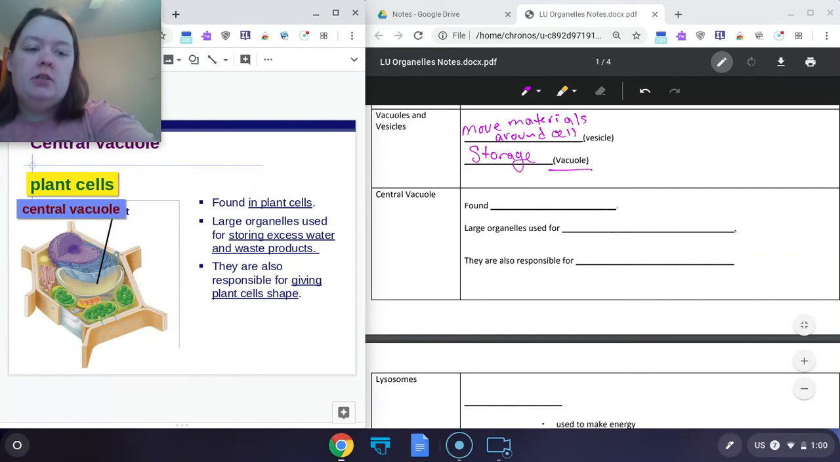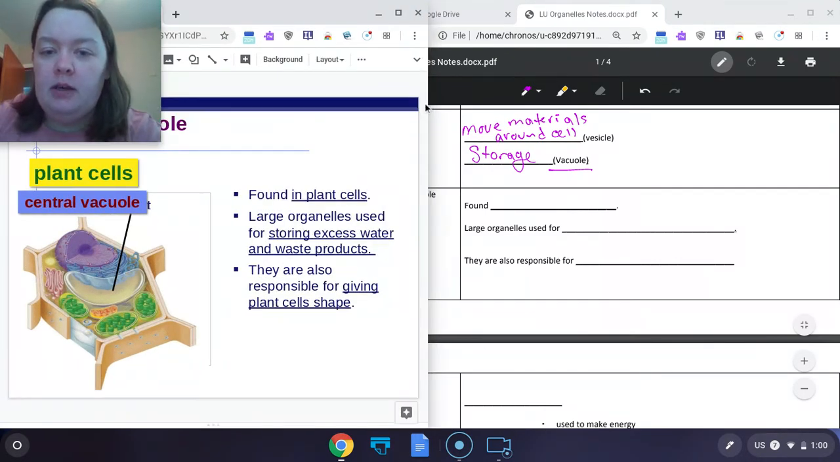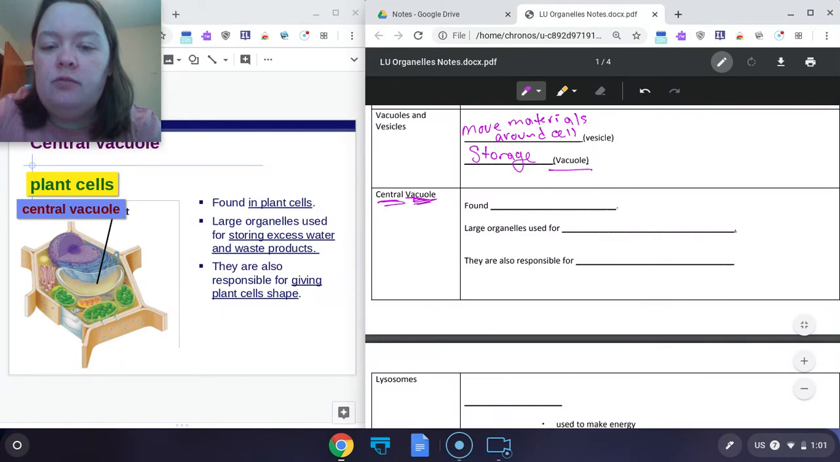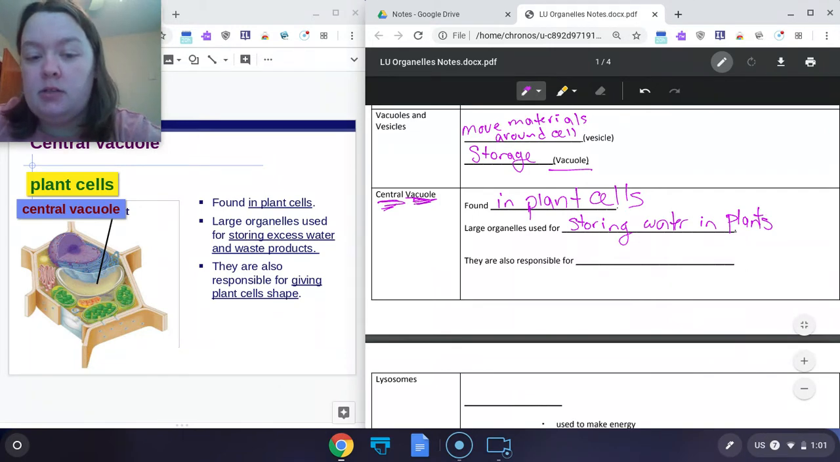Now, we do want to mention that there is a special vacuole found in plants called the central vacuole. Central vacuole found in plant cells. And this organelle, the central vacuole, of course it stores. So it's used for storing water in plants. So it stores water and waste in plants. And they are also helpful in giving plants their shape.